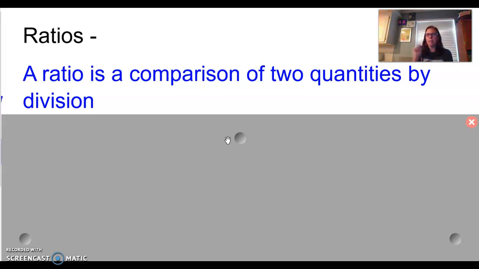Like how many boys to how many girls are in class, or how many chairs to how many desks are in class. Things like that.